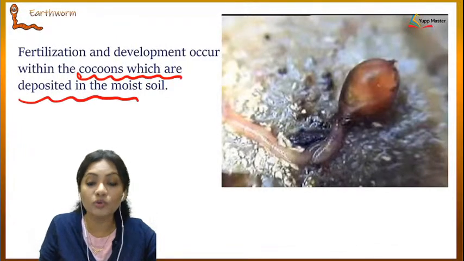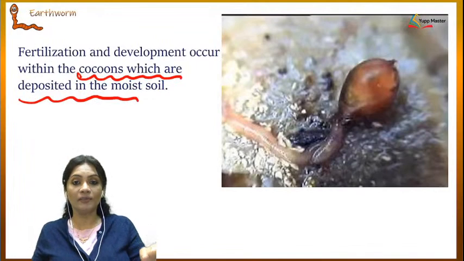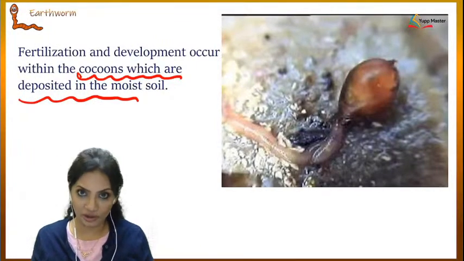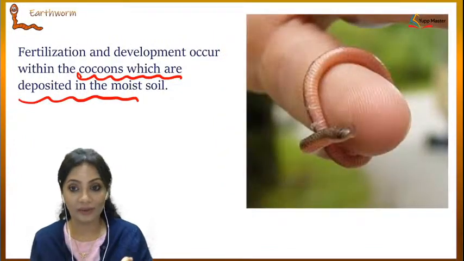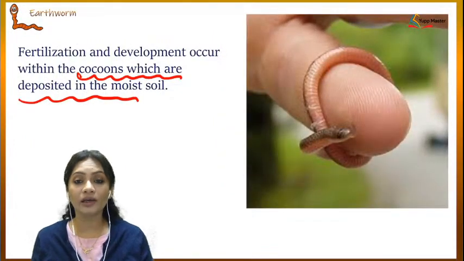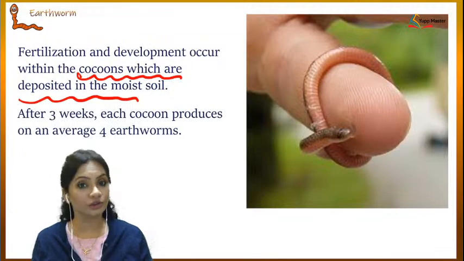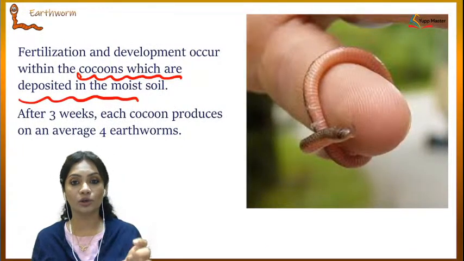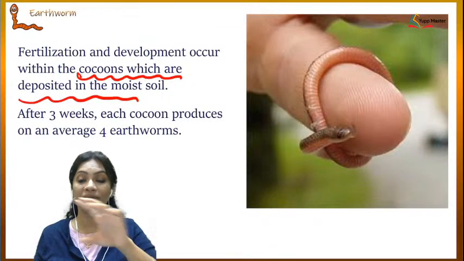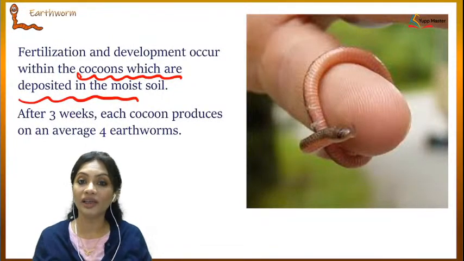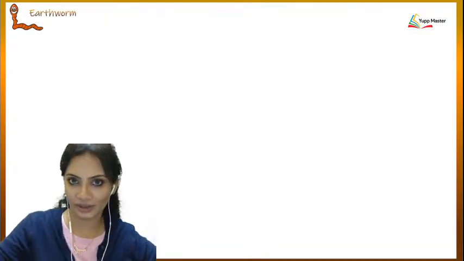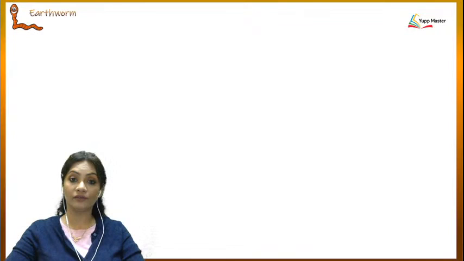Okay, and these cocoons are deposited by the parent earthworm inside the soil. Once the cocoon is mature, the baby earthworm is going to come out. From one cocoon, around 4 baby earthworms can come out, and the cocoon period lasts for around 3 weeks. All right. So children, concluding with this, what all have we covered in today's lecture?